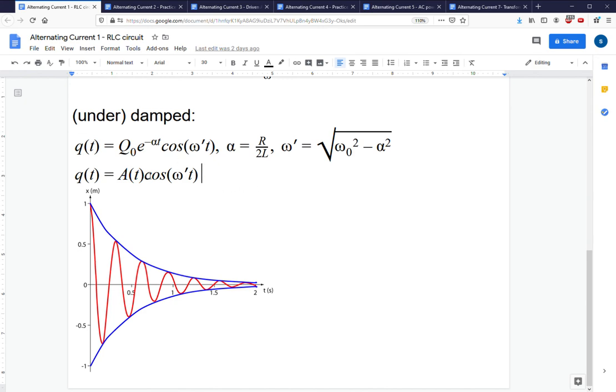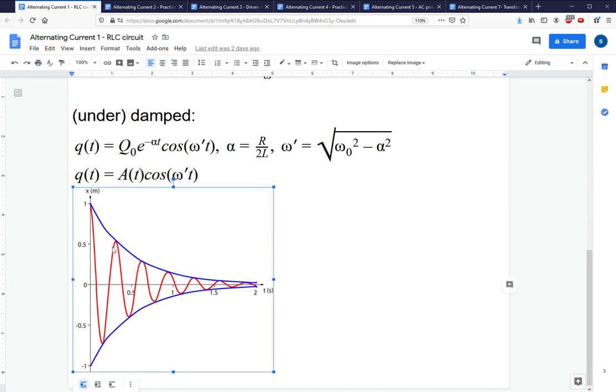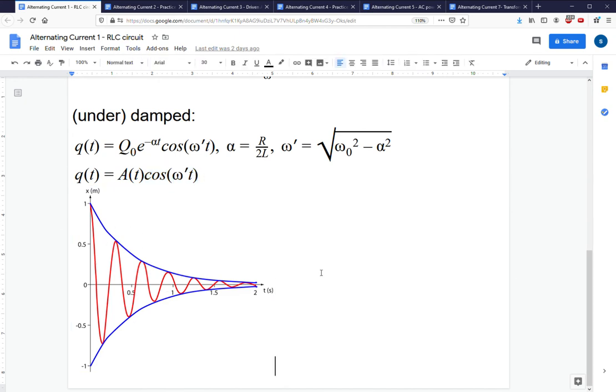Sometimes we like to separate the oscillating component from the decaying component and call it like this. So this is amplitude as a function of time, which is this Q naught e to the negative alpha t. And that is represented by this blue line right here. Whereas the cosine is still oscillating within the bounds of that amplitude. And so for a damped oscillator, you get something like this. You get the red line as a function of time.